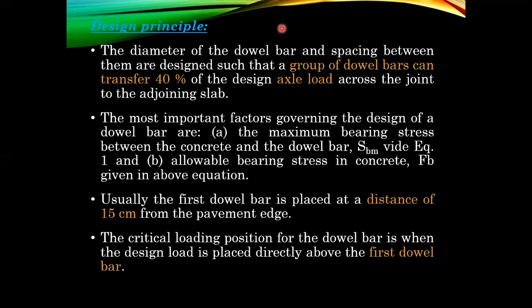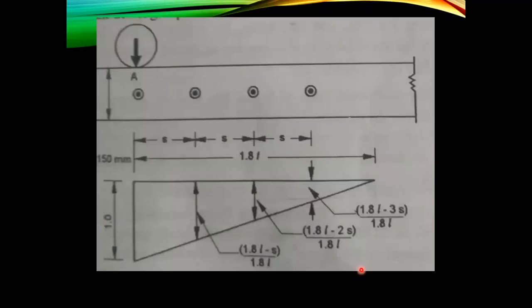There are three types of loading position: edge loading, corner loading and interior loading. And in that, the most critical loading position is when the load is directly placed on the first dowel bar. You can see here, the load is directly applying on the first dowel bar. On that condition, it is the most critical loading.